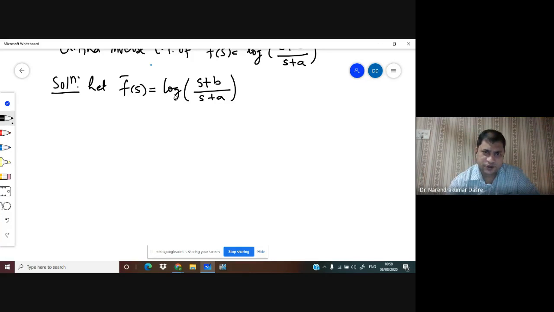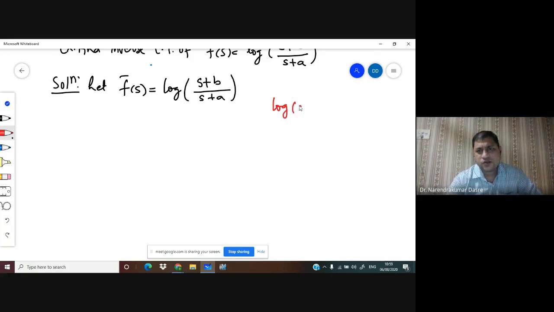So what will be the derivative? The derivative of log is going to be 1 upon this term, and then again the derivative of this term, which will be by the u upon v rule. It will be more complicated. We can find it, but it will take more time. So how can we do that easily?